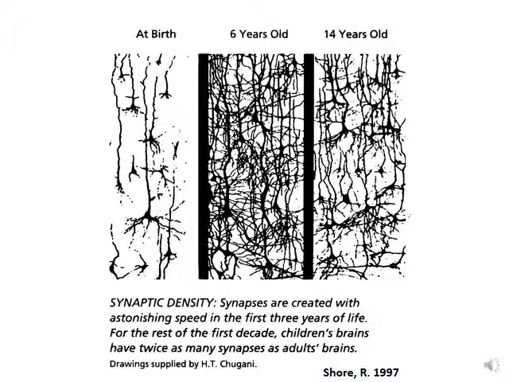The synaptic density. Synapses are created with astonishing speed in the first 3 years of life. For the rest of the first decade, children's brains have twice as many synapses as adults, and this is shown here between 6 and 14.